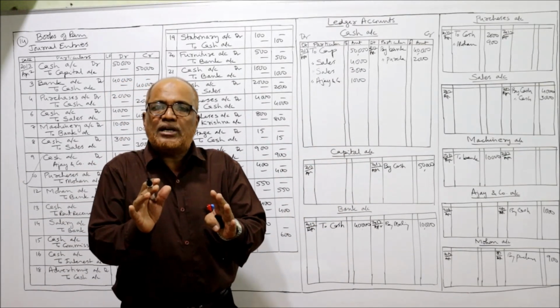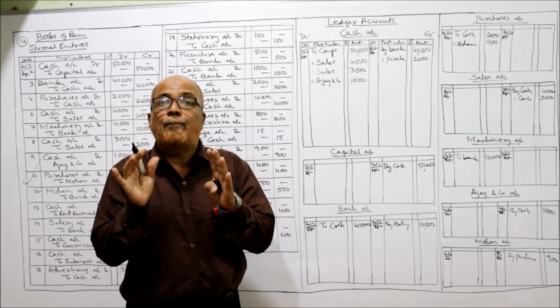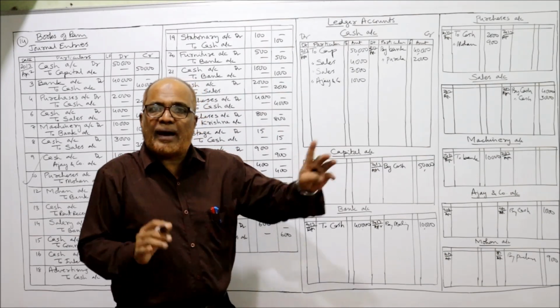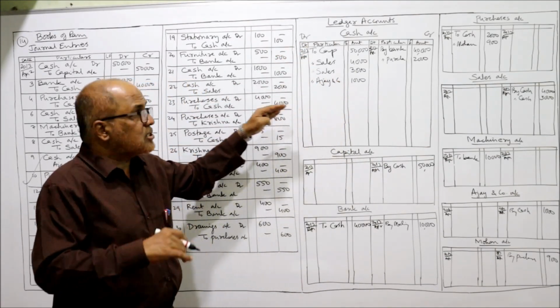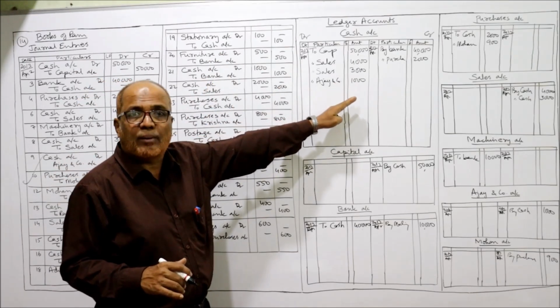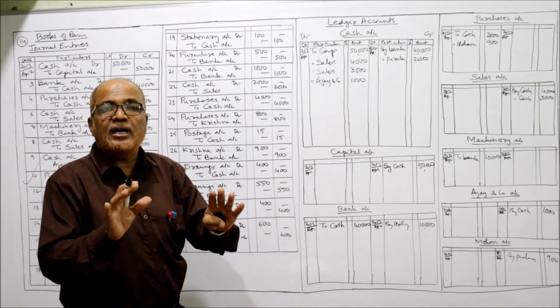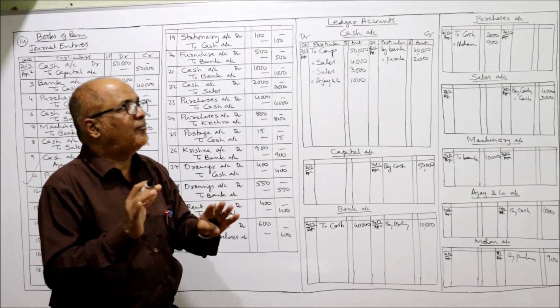After posting all the transactions, you have to make the balancing. How to make balancing? That also I'll show here. It is not complete. Many more cash transactions still have to come. But I am showing here the method of balancing.